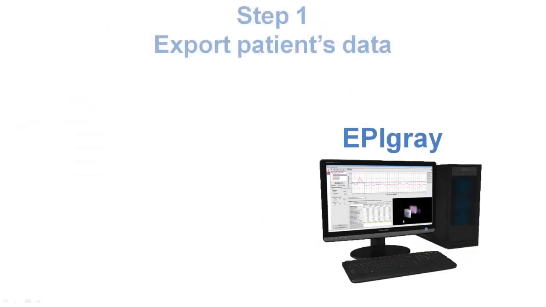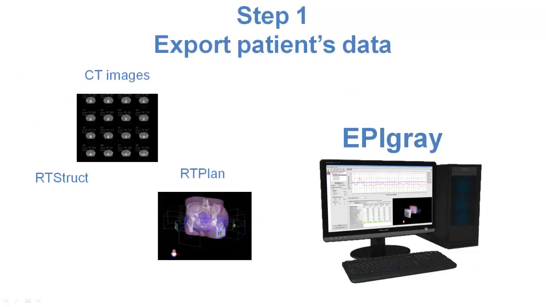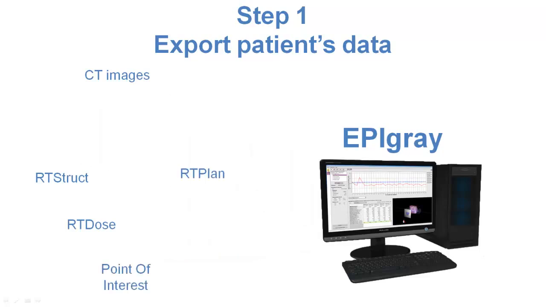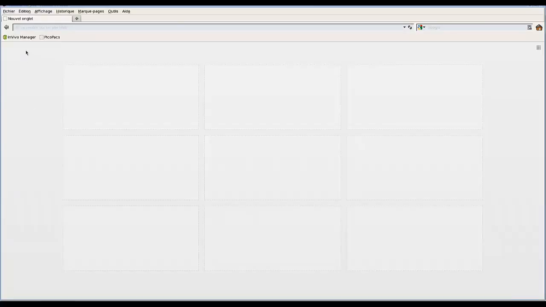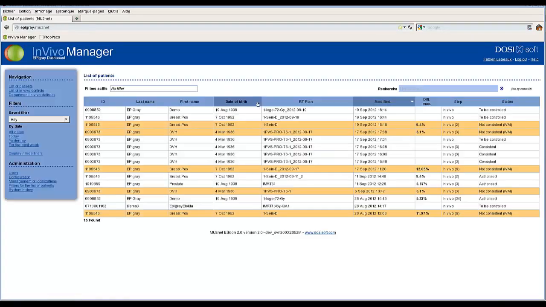Step 1. Once the treatment planning of a patient is done, a simple DICOM transfer of the plan and the structures to EpiGray will automatically set up the software for in vivo controls. Let's see what happens in In Vivo Manager. From anywhere, simply using your web browser, you can track all the in vivo controls.